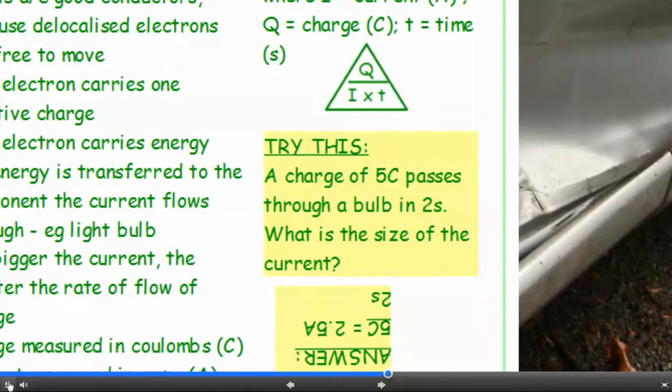So have a go at this. A charge of 5 coulombs passes through a light bulb in 2 seconds. What's the size of the current? So use the equation above and then check your answers upside down.